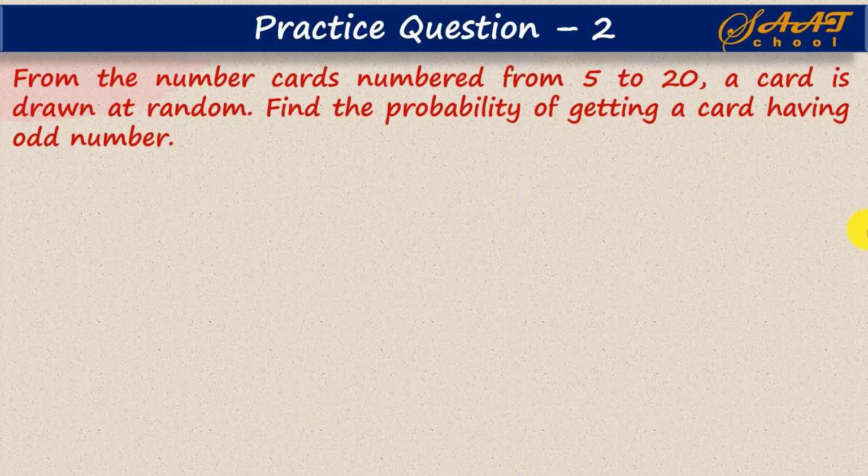So I want you to try this question. You can follow practice question 1 and do exactly the same. Find number of possible cases, or I mean number of possible outcomes, and then find number of favorable outcomes, and then you divide. I think you can manage this.